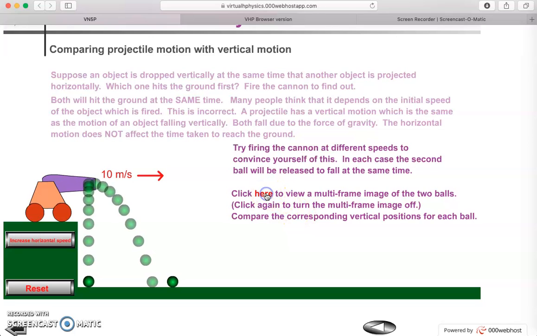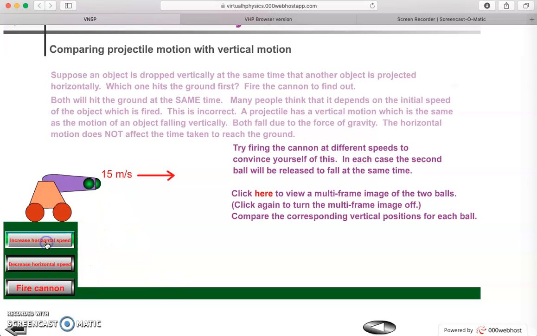It's a wee bit clearer in this multi-frame image. Okay, if I reset and fire it again, what it's doing is it's showing you the position of the ball at regular time intervals. And what we can see is this one going sideways, it's moving along the way at fixed sideways intervals. But down the way, it's always at the same vertical position as the one that's simply dropped. So we can see that the vertical motion at all points in time is identical, and we know that one accelerates down at 9.8 meters per second squared. Okay, remember we're neglecting air resistance.